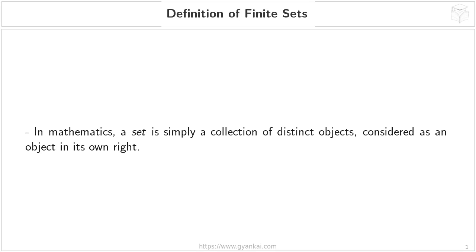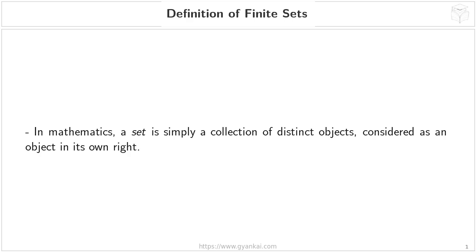Definition of finite sets. So let's begin our discussion on sets. In mathematics, a set is simply a collection of distinct objects, considered as an object in its own right. What this means is, imagine you have a bunch of things, it could be anything, numbers, letters, even other sets, and you group them together. We treat this group as a single thing itself.